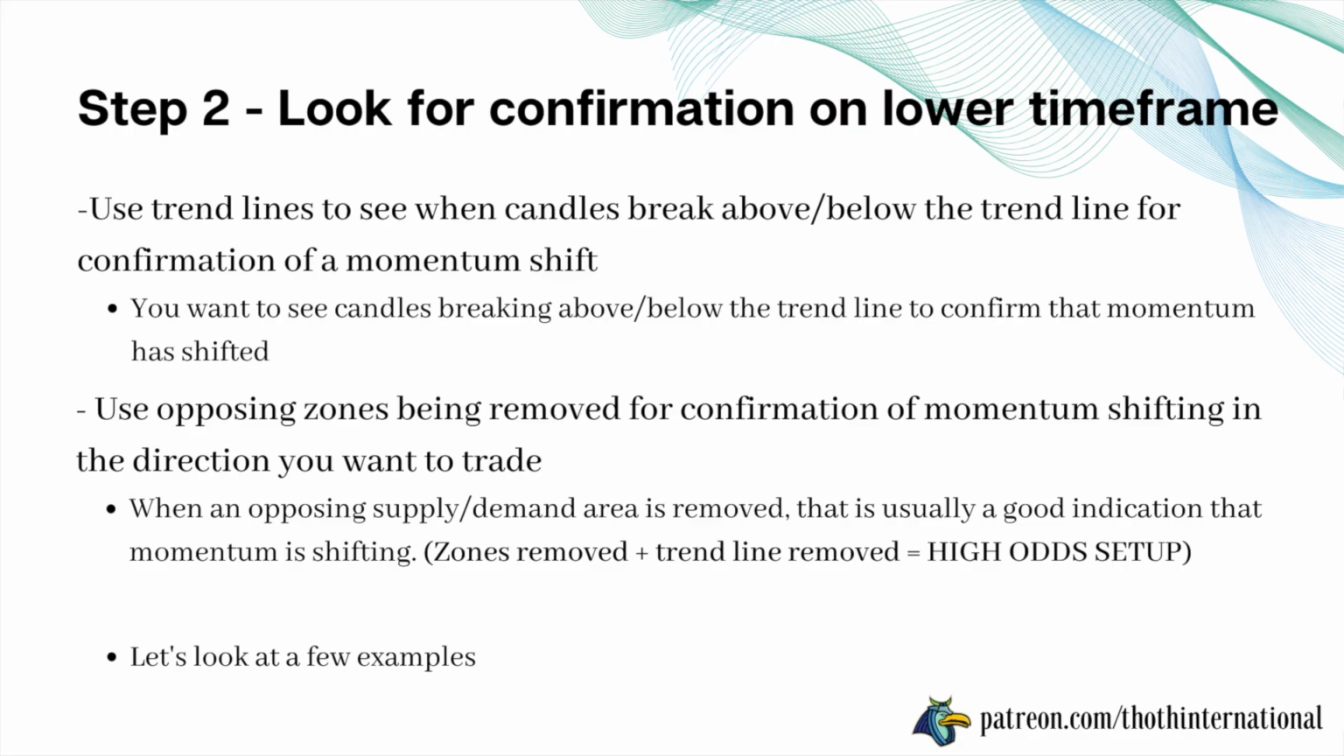Second, we want to use opposing zones being removed for confirmation of momentum shifting in the direction you want to trade. So when an opposing supply or demand area is removed, that is usually a good indication that momentum is shifting. Zones removed plus the trend line removed equals a high odds setup. So what I'm trying to say is that when you get both removed, the trend line plus the zone, that is usually a higher odds situation.